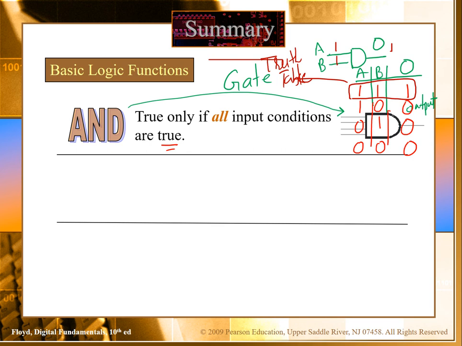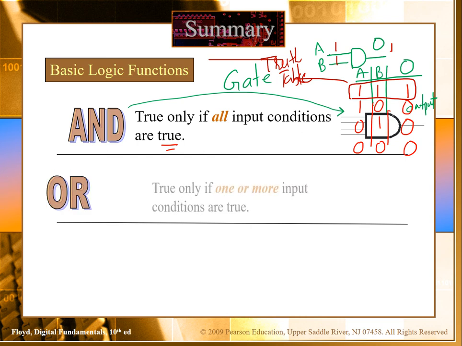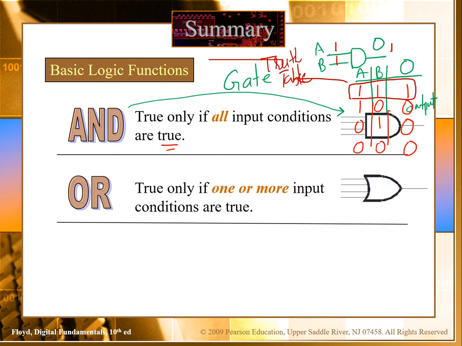The second form of the logic function, the second gate, is the OR gate. The OR gate shape looks like this. What is the condition for this? You will get 1 as an output if one or more input conditions are true. Let's consider the same example: a simple OR gate with two inputs A, B and one output. Let's try to make the truth table of this one.